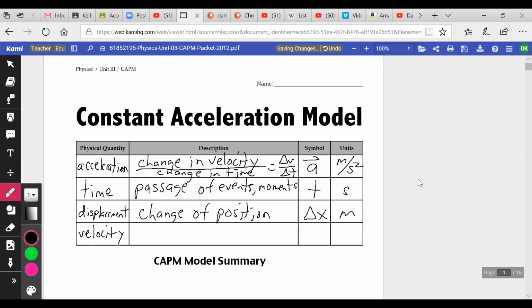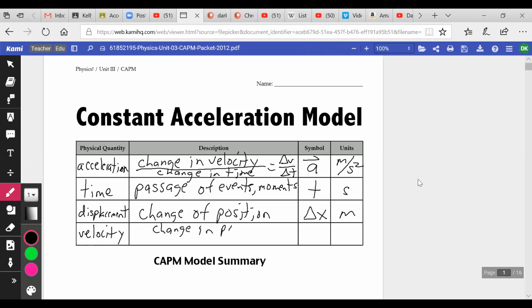Definition of velocity, description of velocity. The change in position and time. Okay, a little bit more accurate. Change in position per time, over time. I think that's what you were trying to say. So like acceleration here, we have change in velocity per time, but velocity is change in position per time. So we can do the same thing.